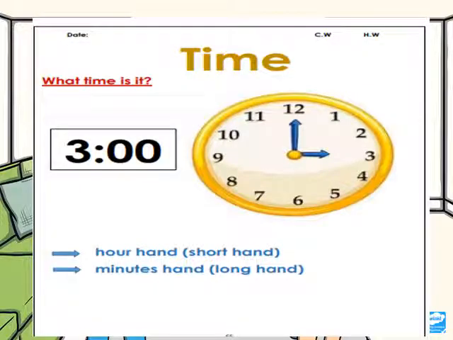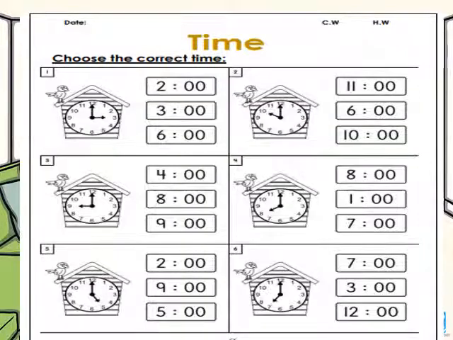What time is it? 3. Remember, the hour hand is the short hand and the minute hand is the long one. So, the short hand, which is the hour hand, is pointing to 3 and the minute hand is on 12. When we say o'clock, so it's 3 o'clock. Choose the correct time. 3 o'clock. Which one is it? Remember, the hour hand is the short one.